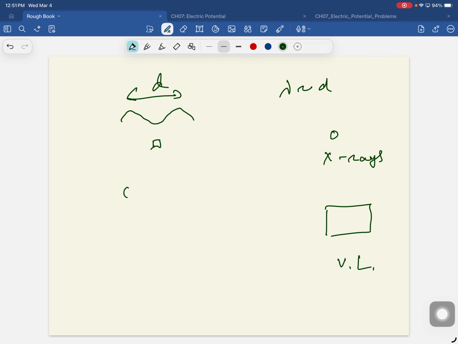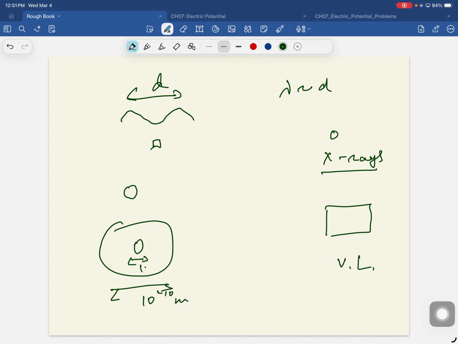What if I want to see inside an atom? This is 10 to the minus 10 meters, so I can use X-rays. What if I want to see inside a nucleus? This is 10 to the minus 15 meters. Gamma rays? Yeah, except that focusing gamma rays is very hard. What if I want to see inside a proton? What if I want to mess with quarks?